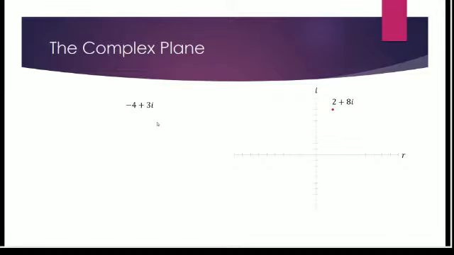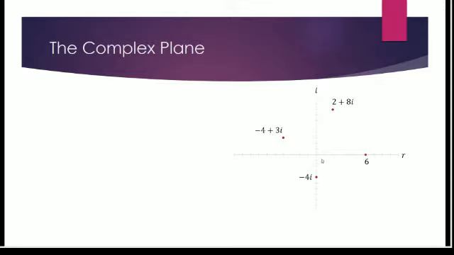Similarly, if I have negative 4 plus 3i, I'm going to find negative 4 on the real axis and 3 on the imaginary axis, and that's negative 4 plus 3i. You can also graph numbers that are real. Notice 6 is 6 plus 0i, so it goes over here at the point 6, 0. Similarly, negative 4i is 0 minus 4i, so it goes down here at 0, negative 4. So we can plot real and imaginary and really all complex numbers on this complex plane.